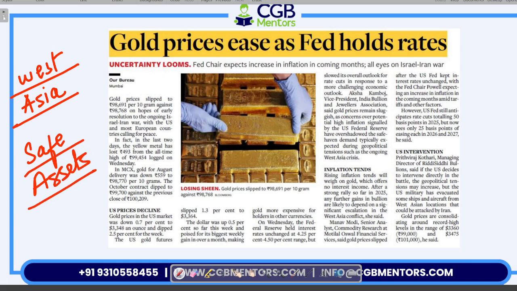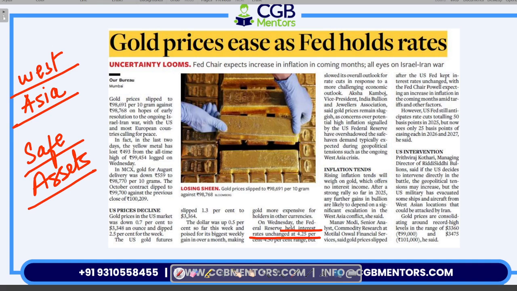But right now, the US Fed, just like RBI is there for us, similarly in the US they have the Federal Reserve, right? So what they have done is they have tried not to change the rate, right? So that is why on Wednesday the Fed Reserve held the interest rate unchanged at 4.25%, right?